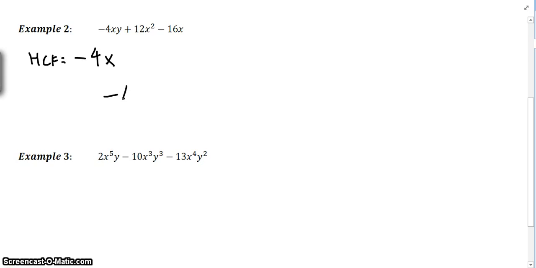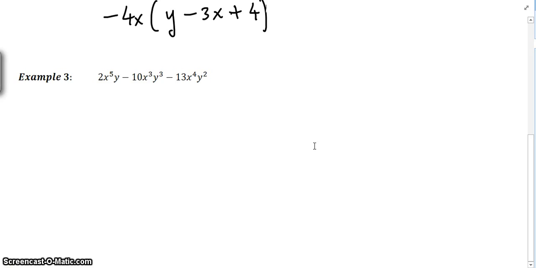So if I take a minus 4x out, I need to divide all my terms by minus 4x. And if I divide that by minus 4x, what I get is y. This next term will be 3x squared. Oh, sorry, I do apologize. 3x, and the next term will be plus 4 in that case. So you can see that that's the fully factorized form.